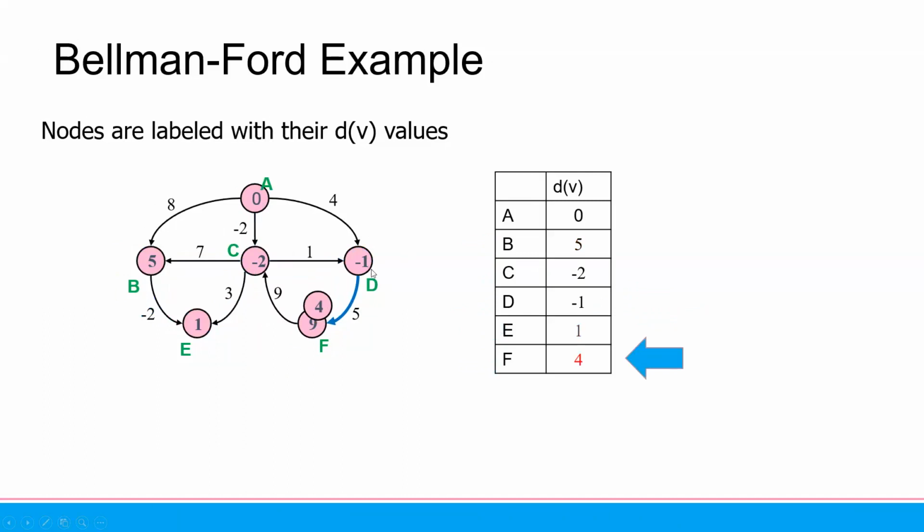Now we are going to update the D. D is minus 1, and if we go to F, then it will be minus 1 plus 5, and it becomes 4. So we need to check whether there is a new possible route to minimize the distance or not.